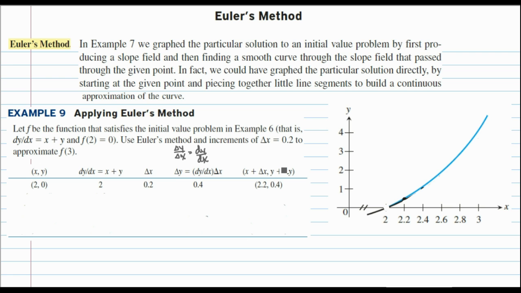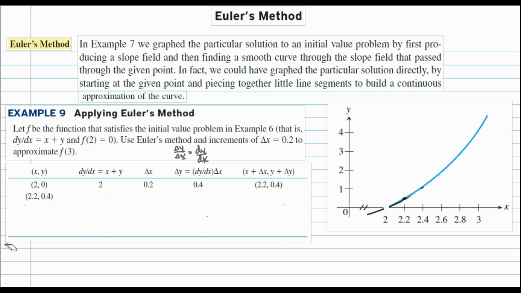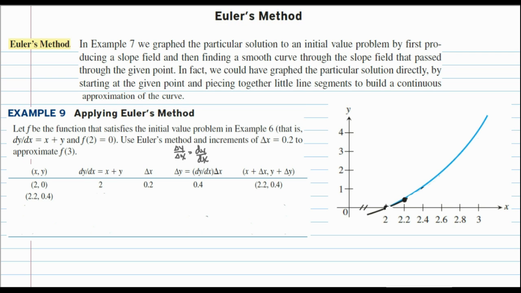Now we're going to use that point. Starting with 2.2 comma 0.4, we need to find a new dy/dx. What is our derivative at that point? By the way, on the graph we started at the point 2 comma 0, and now we have a new point to draw, 2.2 comma 0.4. We're starting to draw this graph, and you can see it's a little off from the actual antiderivative of x plus y, but we're going to keep going.